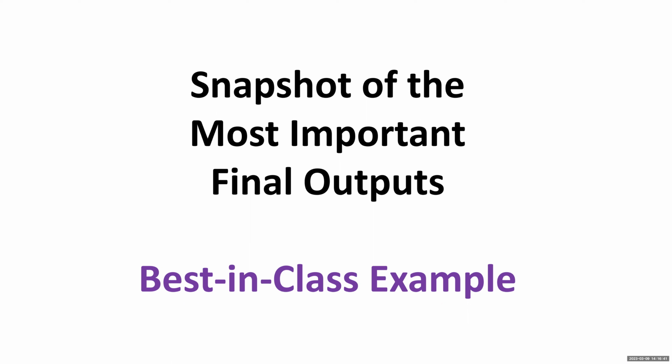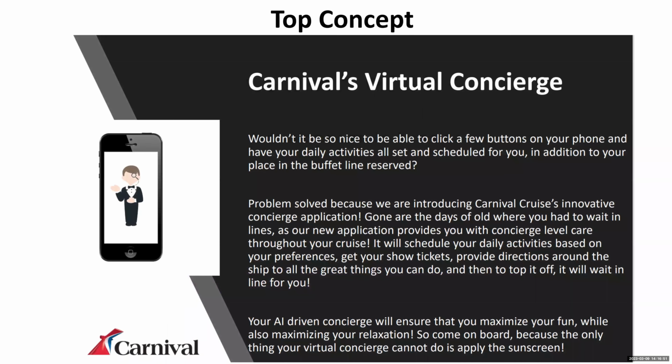Here's a best-in-class example. One of the things the students do is they take all the ideas, they narrow down to a top idea, and they write a concept statement for the top idea. Here's a concept statement for a team that picked Carnival Cruise Lines a few years ago. I'm going to read this to you. It's called the Carnival Virtual Concierge.